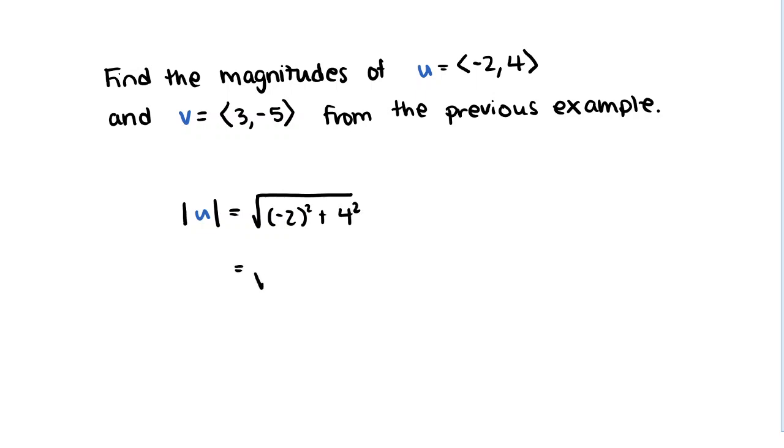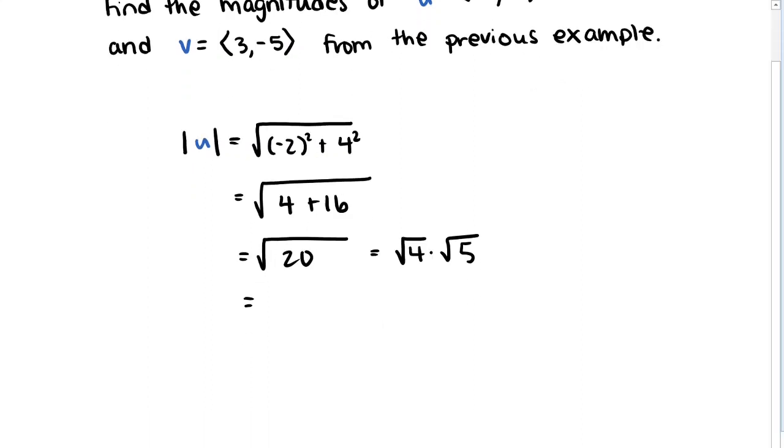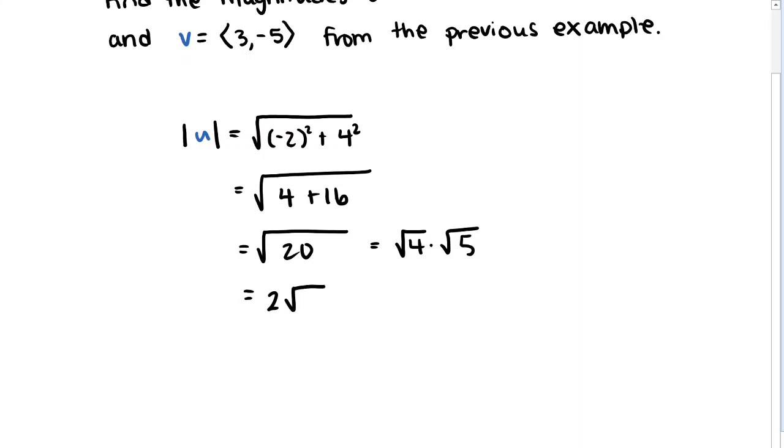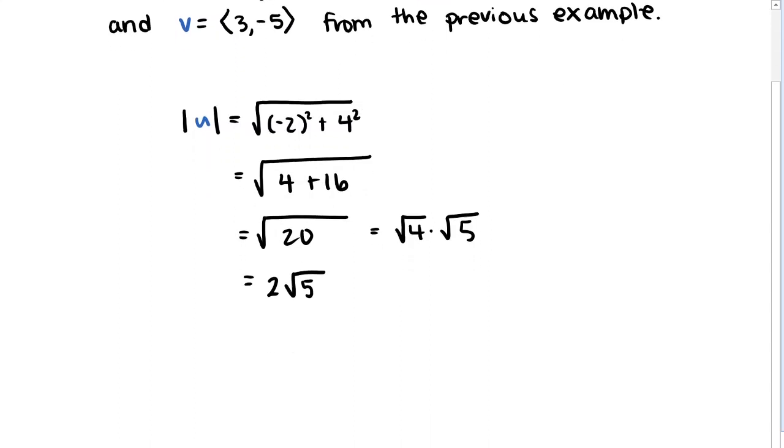Now this comes out to be the square root of 4 plus 16. This is the square root of 20, which we can write as the square root of 4 times the square root of 5. And the square root of 4 we can evaluate as 2. The square root of 5 we can't do much better with. So the magnitude of u is 2 square root 5. So all we did was we squared the components, we summed them together, and we took the square root. And so what about the magnitude of v?